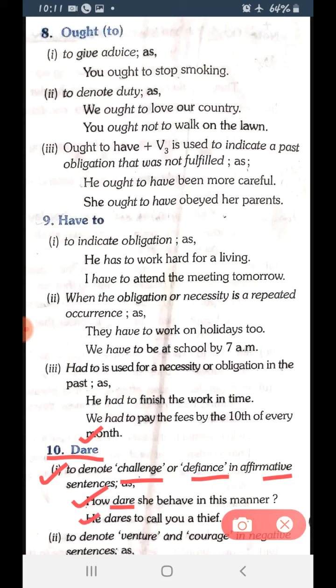Example number 2. He dares to call you a thief. That means उसने तुम्हें चोर बुलाया. He dares to call you a thief. Fine? That means he showed a challenge. He challenged you by calling you a thief. Fine? So here, and in point number 2, it denotes ventures and courage in negative sentence.